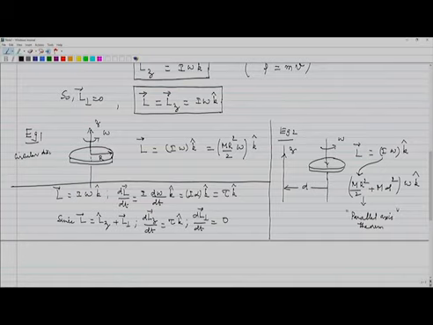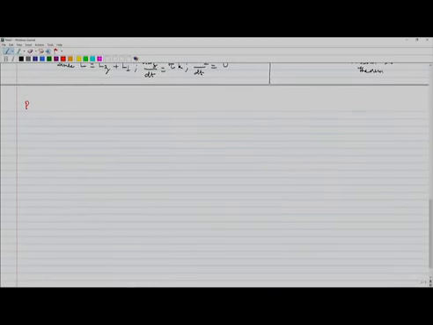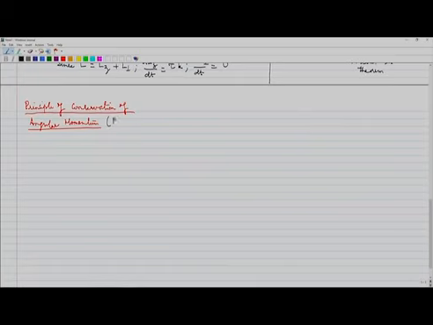Now this gives rise to the principle of conservation of angular momentum, generally abbreviated PCAM. The total angular momentum of a system is constant if the resultant external torque acting on the system is 0.